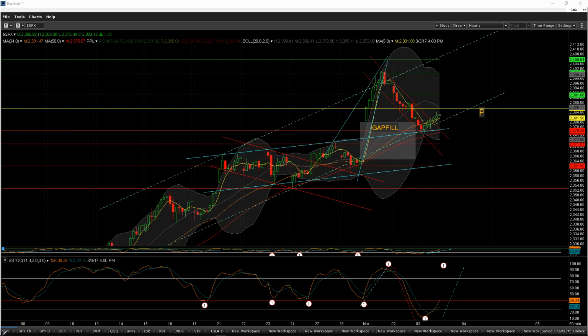Is one second here. This slow stochastic will simply take another tumble, another tumble down here into these levels that I just showed. It creates what? And what does it create? If the slow stochastics do this again, what pattern is this in? Double bottom. There you go, double bottom.